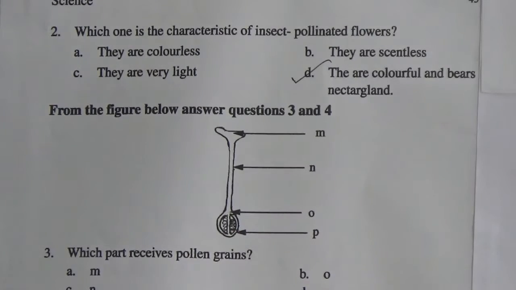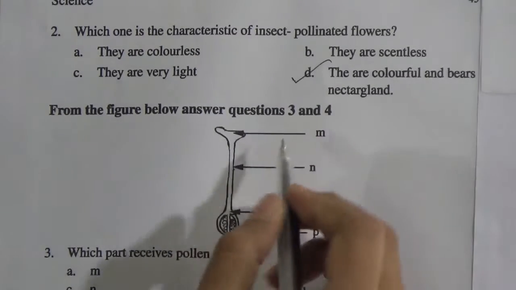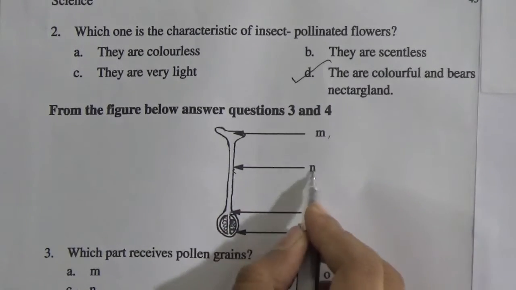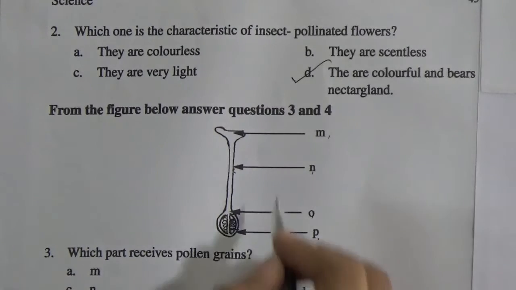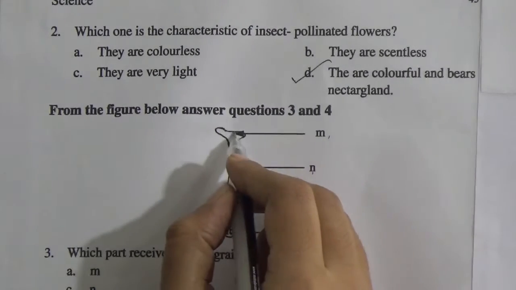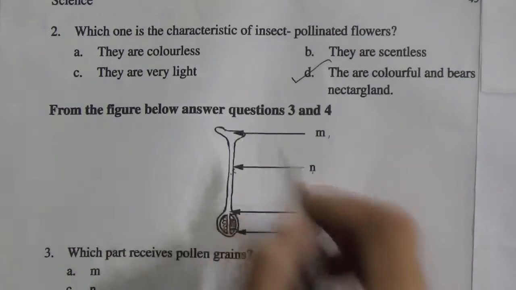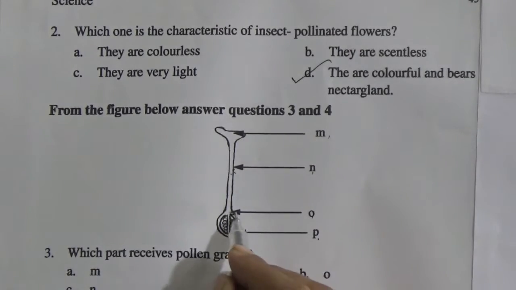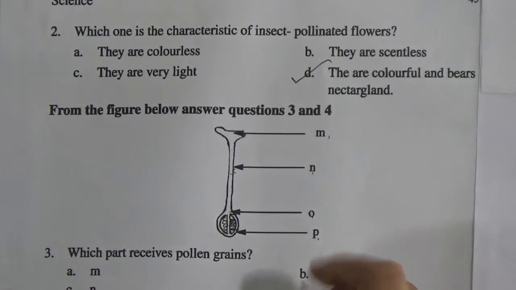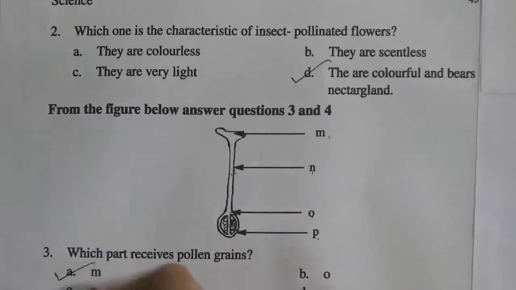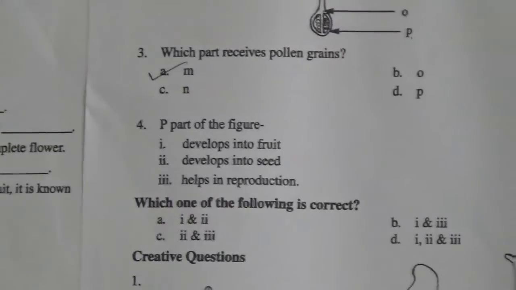This is the figure of a female reproductive organ or gynoecium of a flower. Then this part is M and this is N, this is O and P, and this is the style, and this part is taking the pollen grain, and this part is the ovary, and this is the ovule. O is the ovule. Now which part receives the pollen grain? The M part receives the pollen grain. So put a tick mark on A.